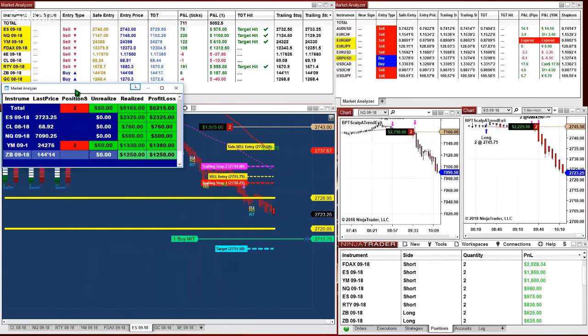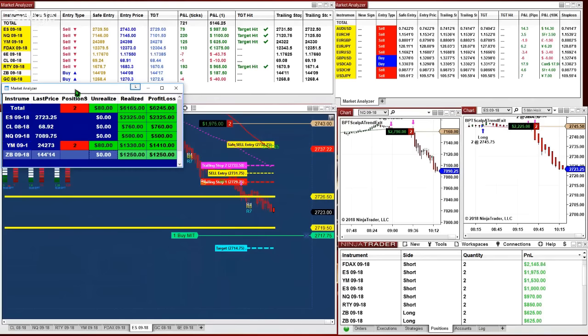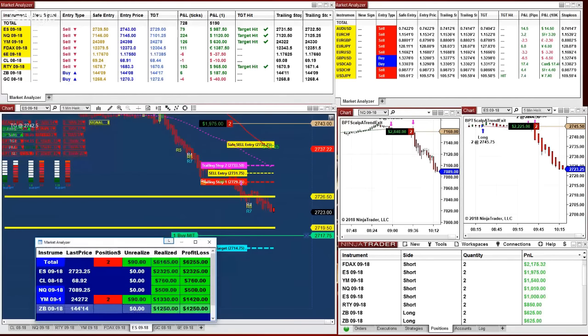So right now we have 1,900 on the swing, the price entry, the signal with the market analyzer. The market analyzer is based on one contract, 1 minute, and right now we have almost 700 ticks in profit.